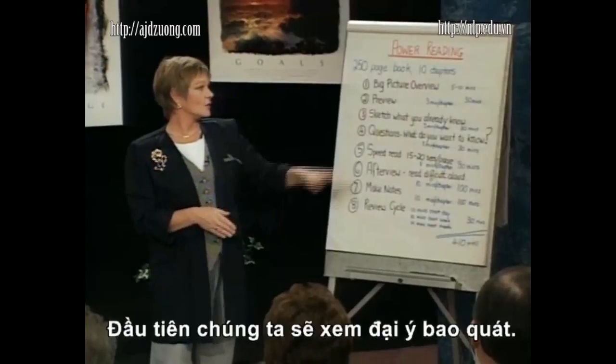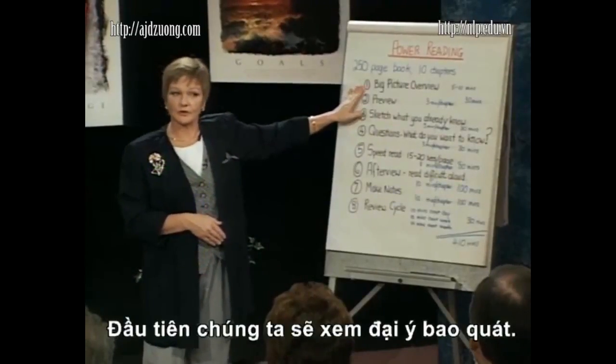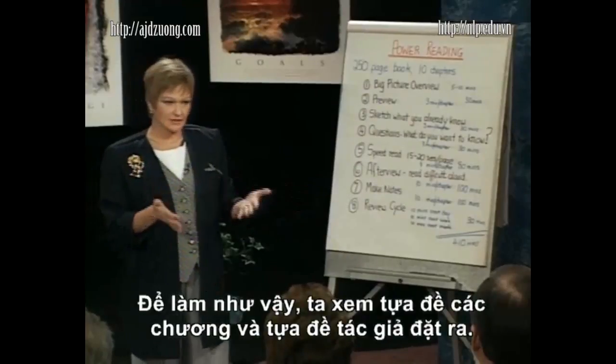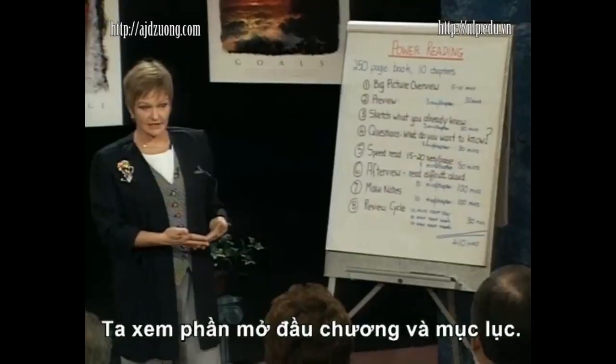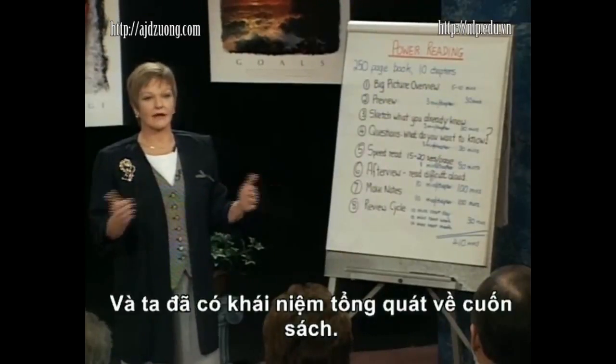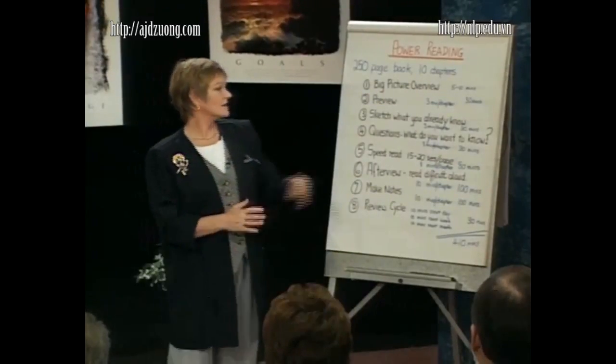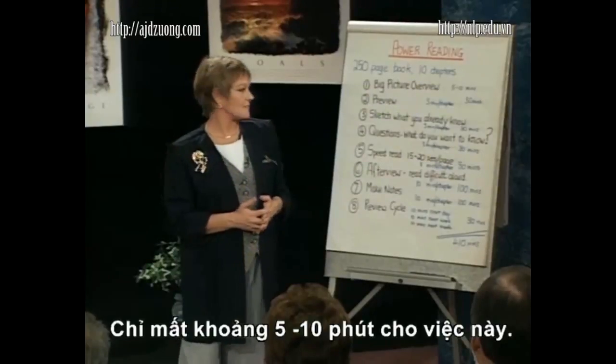Stage of learning, we first of all get a big picture overview. And to do that, we look at the chapter heads, we look at the title and the author, we look at the index, so that we've got a general idea of what the whole book is about. We spend about 5 or 10 minutes just doing that.